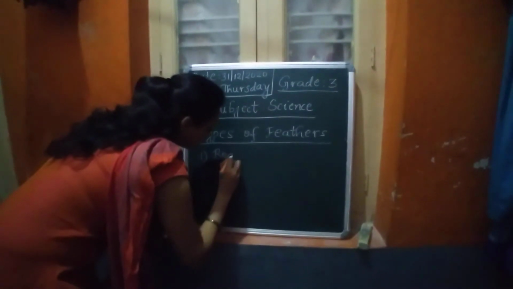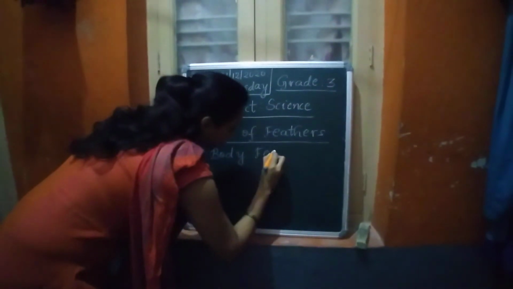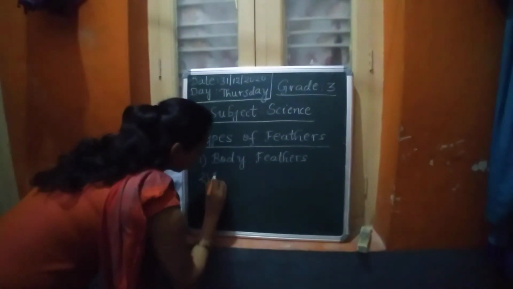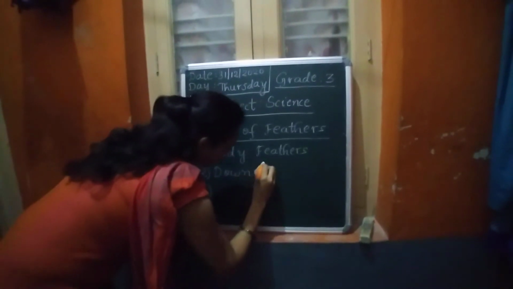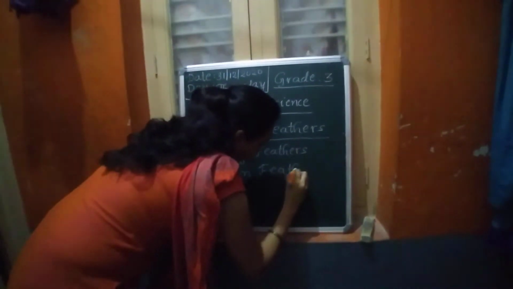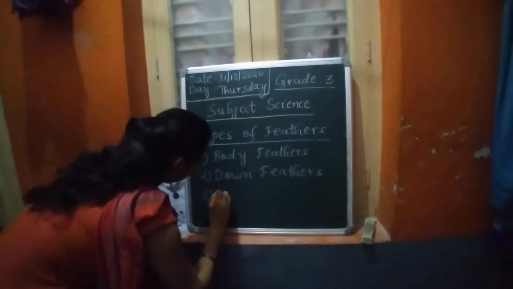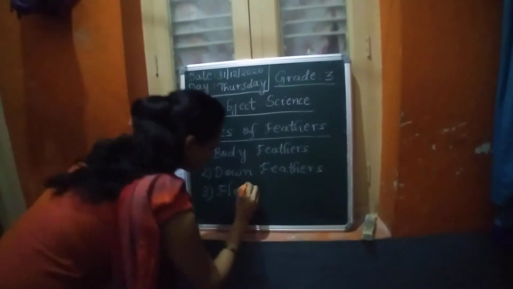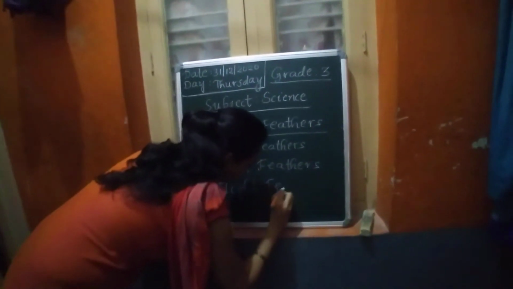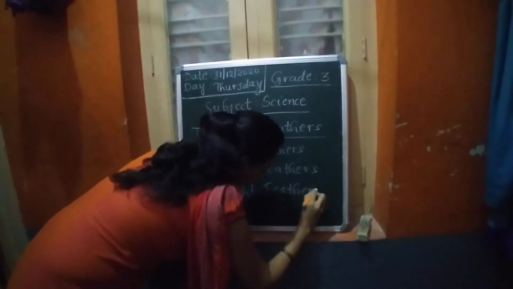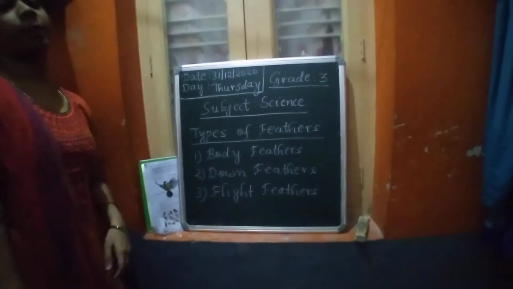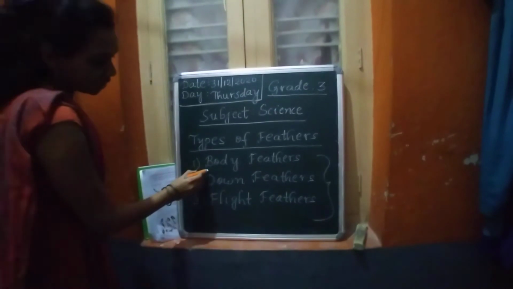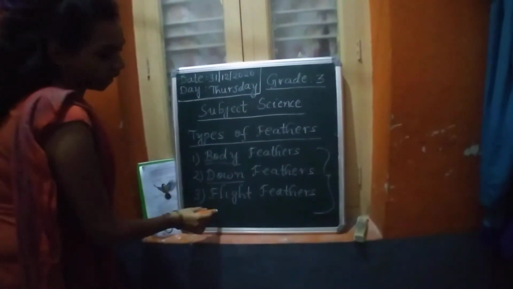One is body feathers. One is down feathers. Next one is flight feathers. Okay. So in today's topic, we are going to see about the types of feathers. There are three different types of feathers. One is body feathers, down feathers and flight feathers.